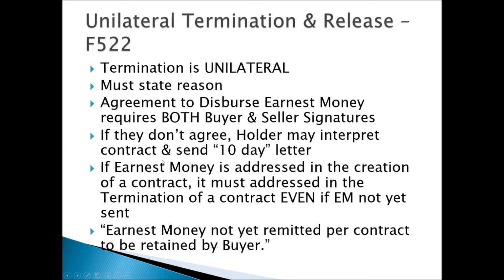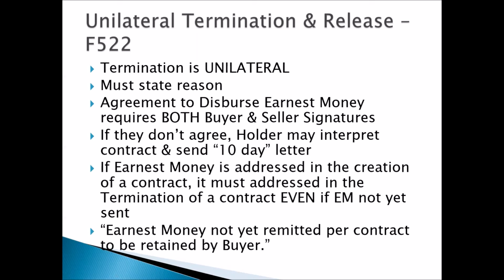Additionally, if you do a TNR, and that's what we call the termination and release, earnest money must be addressed. If earnest money is addressed in the creation of a contract, it must be addressed in the termination of a contract, even if it has not yet been sent by the buyer.